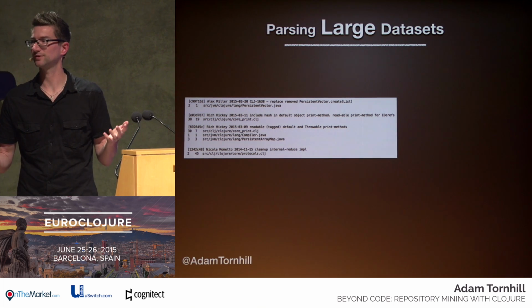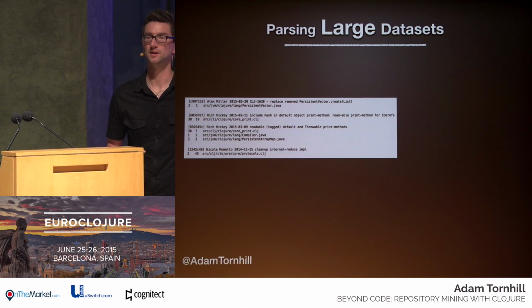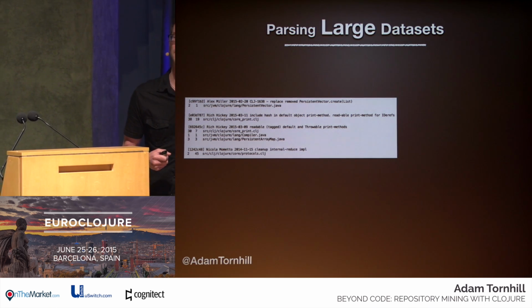It's a classic trade-off, isn't it? So Instaparse, in order to be able to backtrack, it needs to maintain a list of intermediate results, and that grows pretty fast.